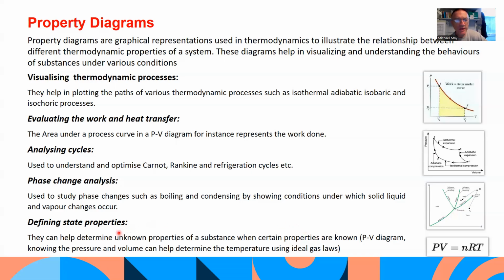The last one here is defining state properties. They can help determine unknown properties of a substance when certain property values are known. So on the PV diagram up here, if we know a particular state, we know the pressure and the specific volume at that point. Well, we can use an equation like this, one of the ideal gas equations, and from that we can calculate the temperature.